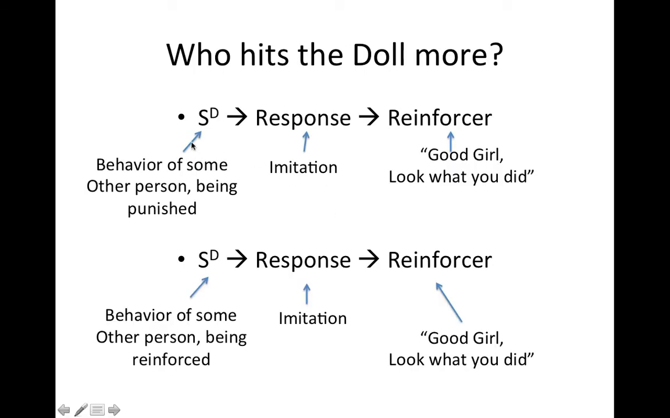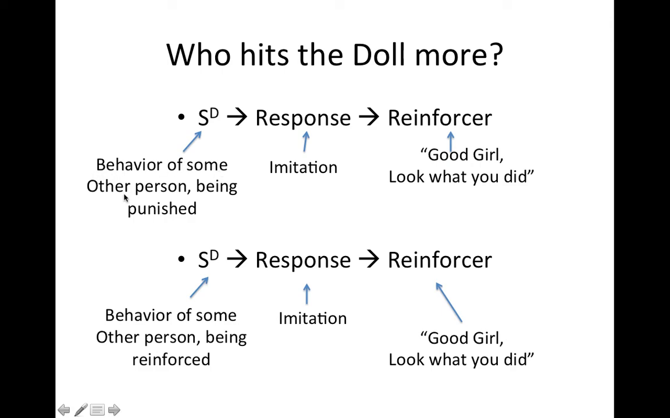So Bandura says that if we look at this in a three-term contingency, operant contingency analysis, we have the behavior of some other person being punished, setting the occasion for imitation, which produces reinforcement, or we have the behavior of some other person being reinforced, setting the occasion for imitation, being reinforced. And he says these are identical, that what you should get is equal.